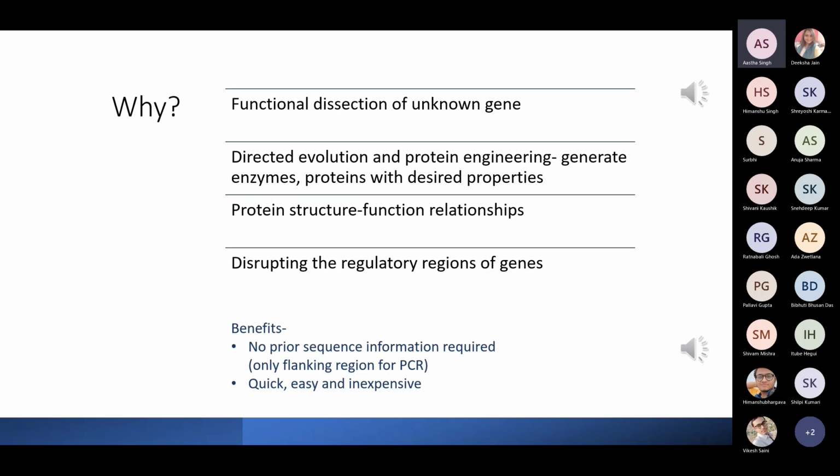Talking about the benefits of the technique, since it's a random mutagenesis, it is totally okay if we don't have any prior sequence information, because we don't need to design specific mutagenic primers, which is what is required in site-directed mutagenesis. It's okay if we just have the flanking regions, so we can use it for PCR or cloning. Also, this technique is quick, easy, and inexpensive, which mostly holds true for the use of chemical mutagens or error-prone PCR, for which all the reagents are easily available in the lab. We just need to alter some reaction conditions.